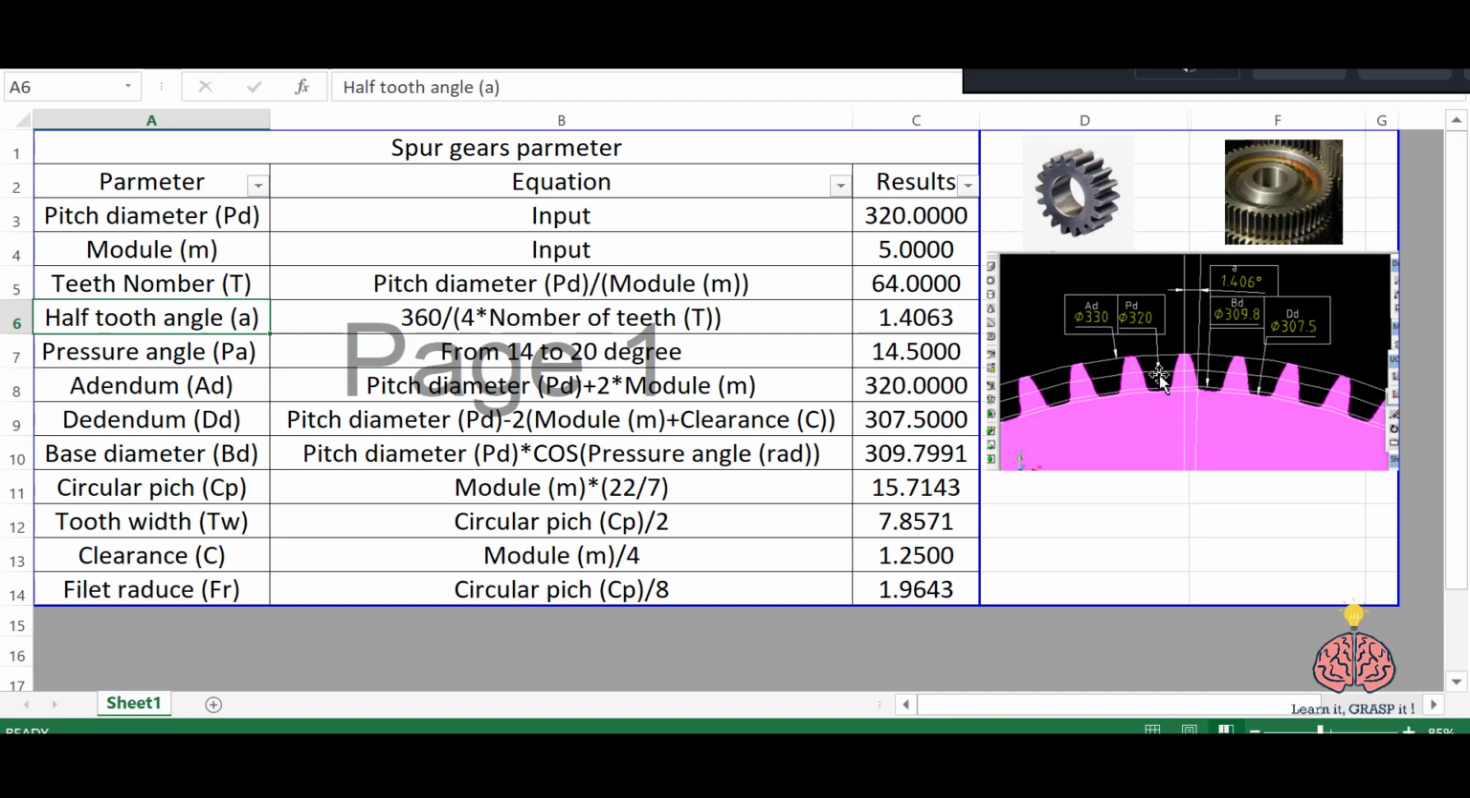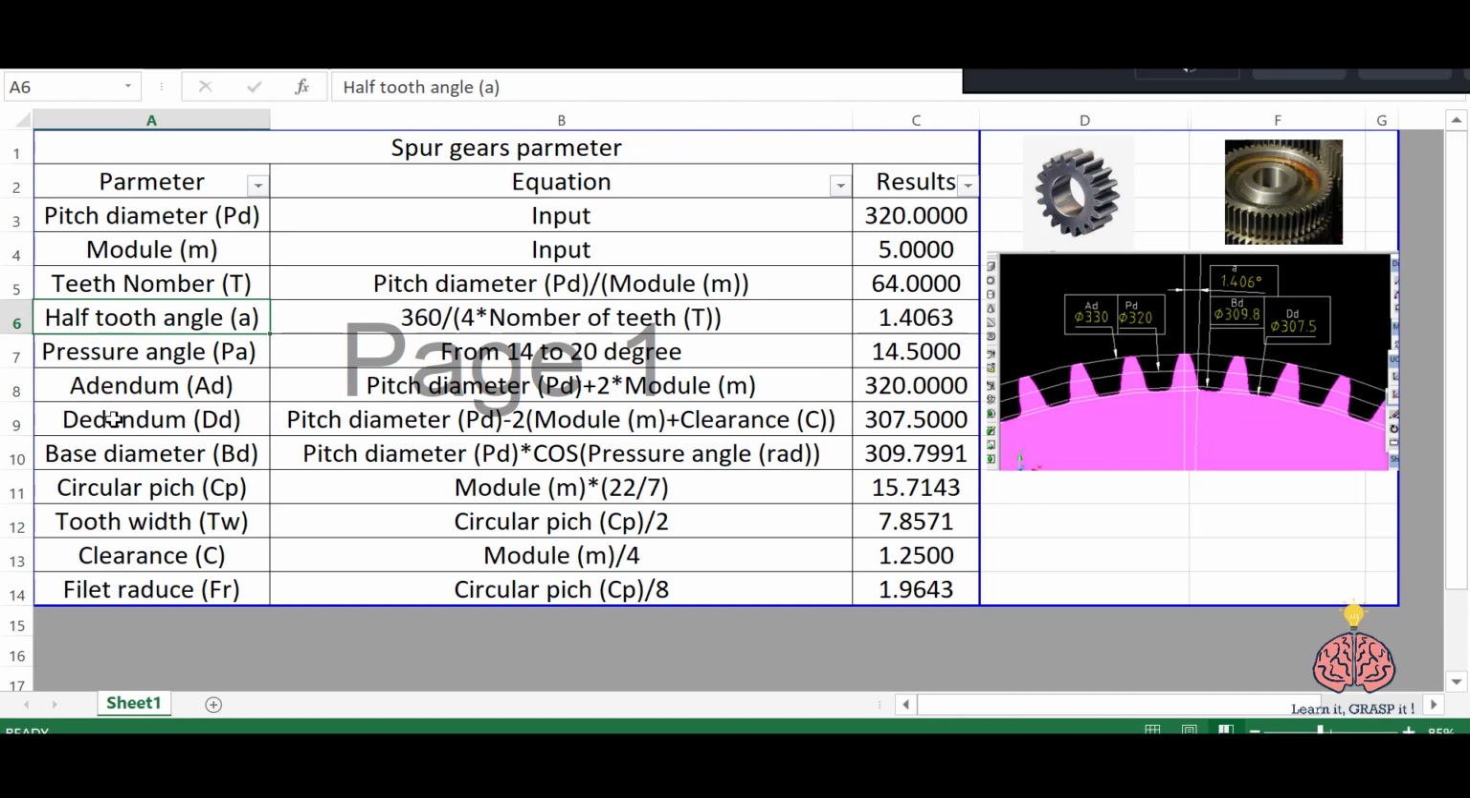The first one is the pitch diameter, which is 320, and the offset between the pitch diameter and the end of the tooth is equal 1 module. So the last circle, which touches all teeth from outside, equals the pitch diameter plus 2 multiplied by module. Then its diameter is 330. This is the second circle. The third circle is the base circle.